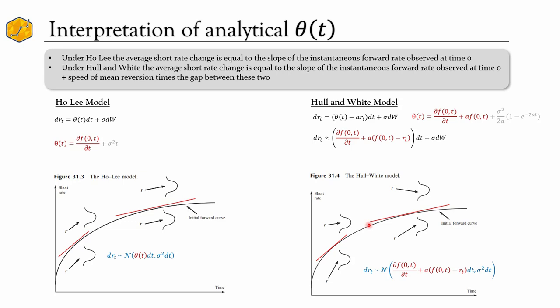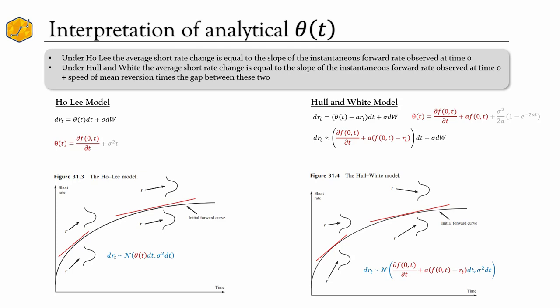Okay, so if you look at this picture, the slope is the baseline. On top of that, if the short rate is below the forward curve, then this gap is positive, right? So the average value of dr will be more than the slope of the forward curve. Similarly, if it is above the forward curve, then the average value of dr will be the slope, and then the add-on will become negative because r is above, right? So f minus r would be negative. So the average value of dr will be less than the slope of the forward curve. So think like this, the forward curve acts like a magnet, okay? So there is an additional force to bring the short rate closer to the forward curve. That's it.